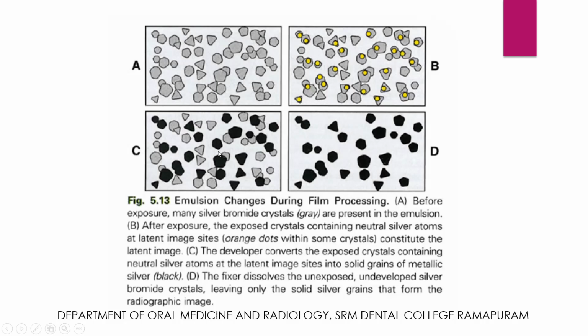Figure C shows the developer converts the exposed crystals containing the neutral silver atoms at the latent image sites into solid grains of metallic silver. That is denoted in the black color. And finally, the fixer will dissolve any unexposed silver bromide crystals. So only the solid metallic silver grains are present in the radiographic image. So that is how we get a proper radiographic image of diagnostic value.